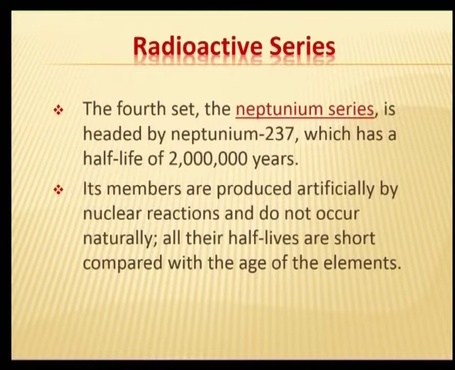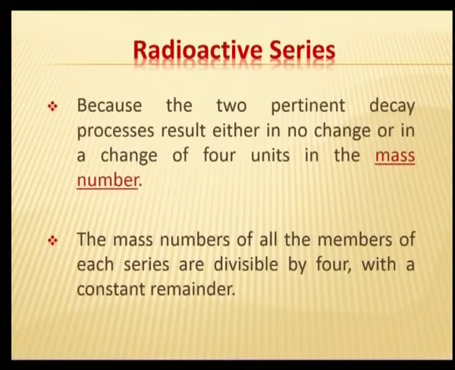The 4th set, the so called neptunium series, is headed by neptunium-237, which has a half life of several thousands of years. That means the radioactivity contained in neptunium will never die, it will extend for a very long period. Its members are produced artificially by nuclear reactions and do not occur naturally. All their half lives are short compared with the age of the elements. Because of the 2 pertinent decay processes which result either in no change or in a change of 4 units in the mass number.